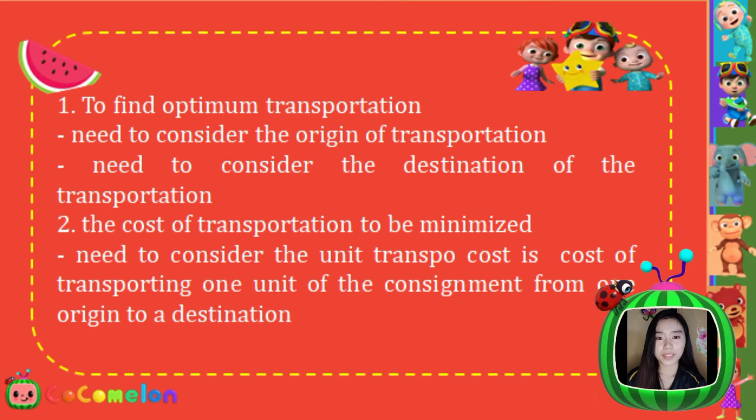At this point, let us first find out about the optimum transportation schedule. In finding the optimum transportation schedule, we need to consider two things. First, the origin of transportation, or the location from which the shipment or dispatch is made. And second is the destination of transportation. And then the second idea is the cost of transportation to be minimized. So in this matter, there's only one thing that we need to consider, and that is the unit transportation cost. It is equal to the cost of transporting one unit of the consignment from one origin to a destination. Okay, we learned the objectives of this model.